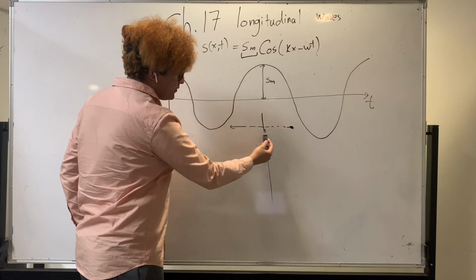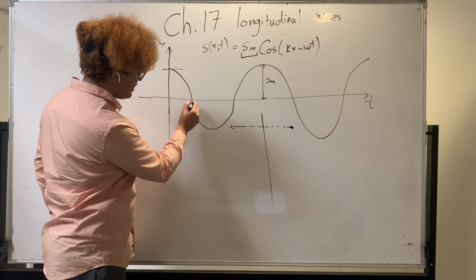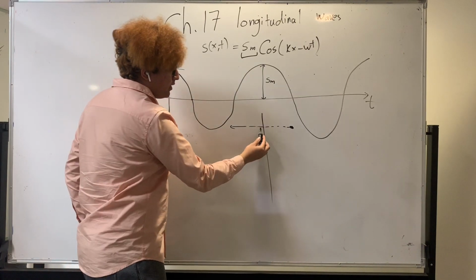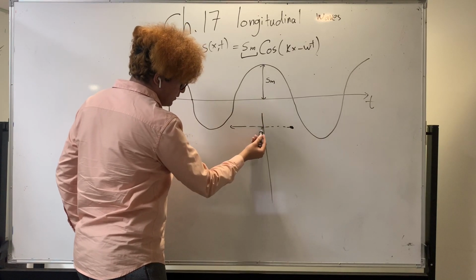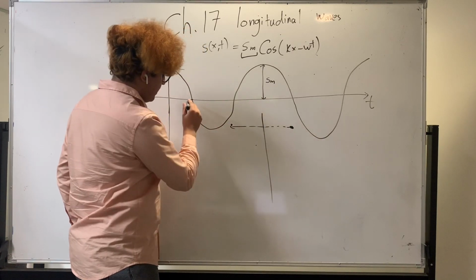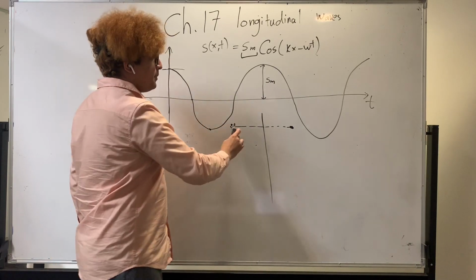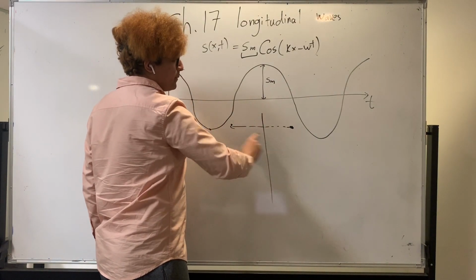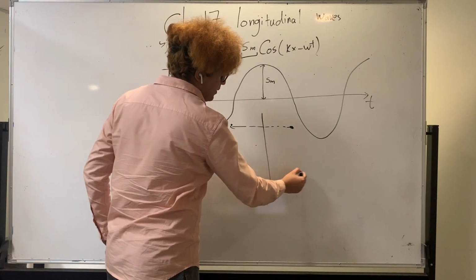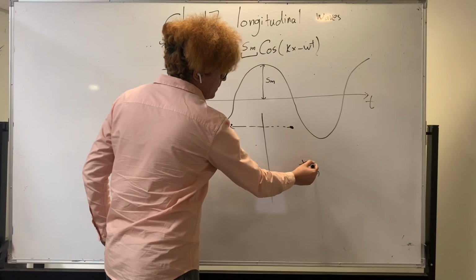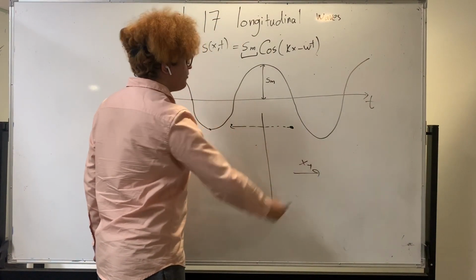So as the particle moves to the mean position, the cosine decreases until it becomes 0. Then the particle moves in the negative direction. So it moves like this until it reaches here. This is the maximum negative displacement. And the particle will be moving like that, oscillating back and forth, and the wave will be traveling in this direction. So the particles are oscillating like this, and the wave is traveling in this direction.